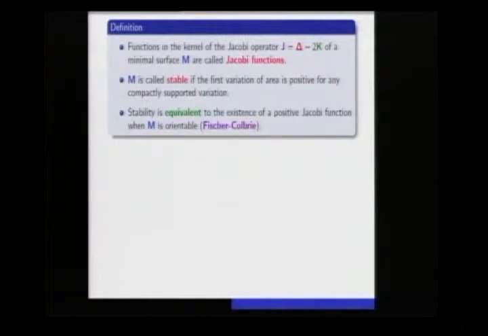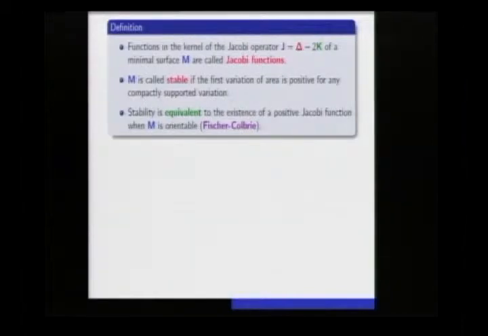We say that M is stable if the second variation of area is positive for any variation. Stable means that the second variation of area, that's a mistake here, not first variation, the second derivative is positive. So local minimums for area.